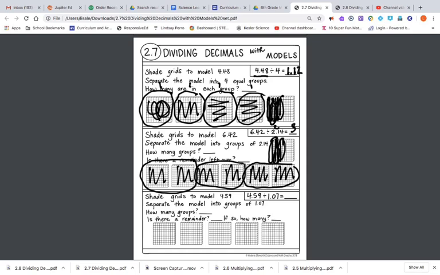And so here it says shade grids. We did separate the models into groups of 2 and 14 hundredths, which we did. And how many groups? 3. And did I have anything left over? No, I had nothing left over.